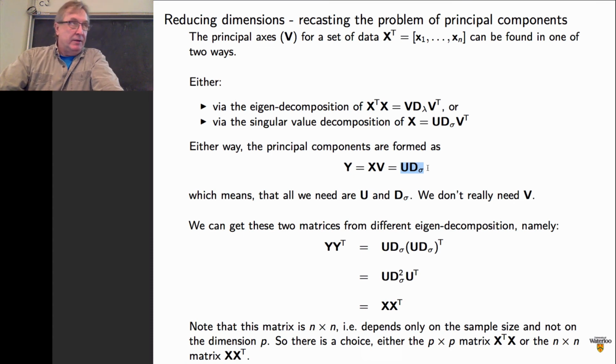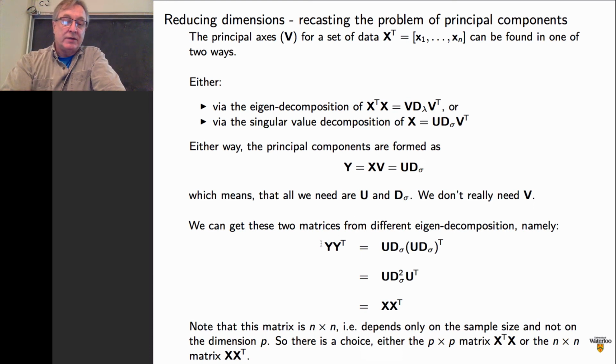They may help in interpreting the variates at the end, because you know that each new column of Y is going to be some linear combination of the original X's. And so the V's are kind of giving you the weighting of those. But to actually get the coordinates, we don't need the V. Okay?